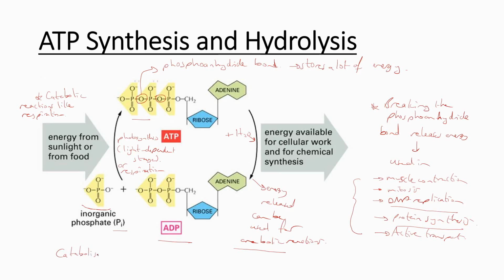Catabolism, or catabolic reactions, and anabolic reactions, or anabolism, together they're called metabolism, or metabolic reactions. So metabolism contains two branches or two different processes. One is catabolic and one is anabolic.